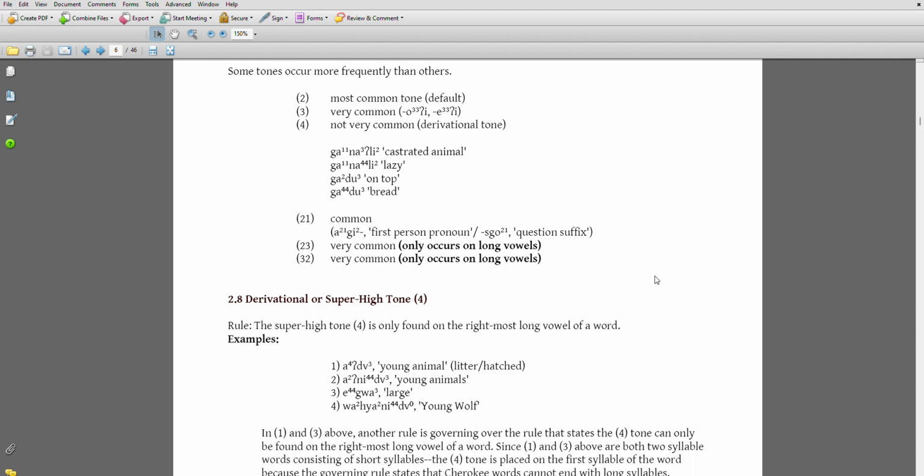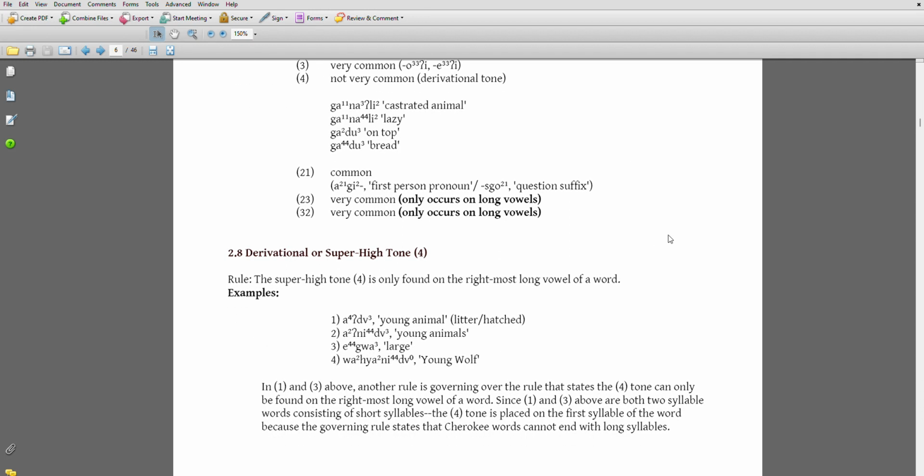Derivational or super high tone. The super high 4 is only found on the rightmost long vowel of a word. So here's some examples. Number 1, dum, dum. And that's a young animal, either from a litter or hatched from an egg. Young animals, atnita, atnita.